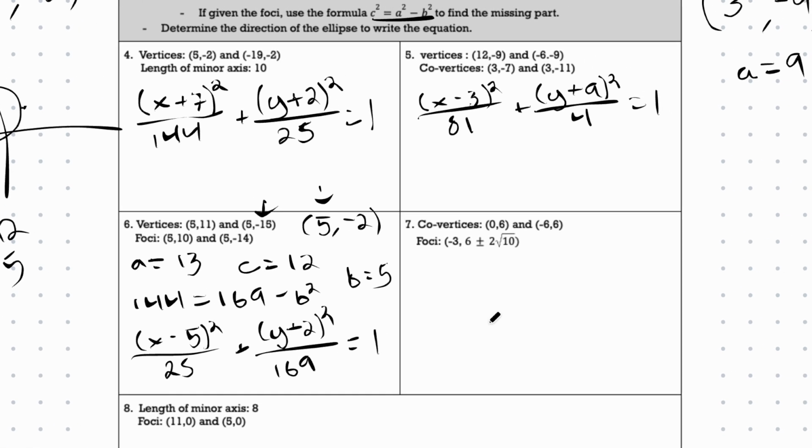Here, now we're given our covertices and our foci. I would find our center from this. We have the same y value for our covertices, and so that means our y value is just going to be 6. And the midpoint between 0 and negative 6 is just going to be negative 3, right?